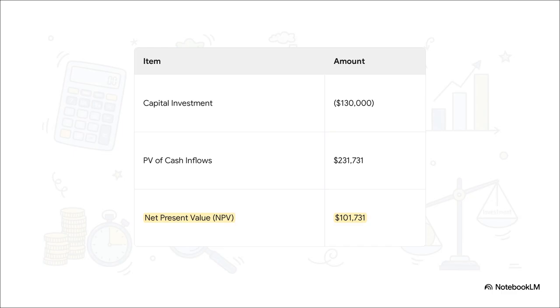When we do the math, the present value of those future inflows is actually $231,731. We subtract our initial investment, and we get a positive net present value of over $100,000. Because that number is positive, this project is a go. It's expected to earn more than the required 12% return.